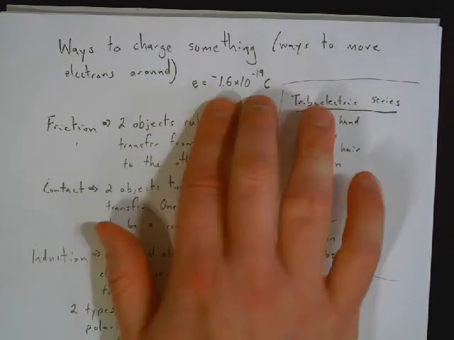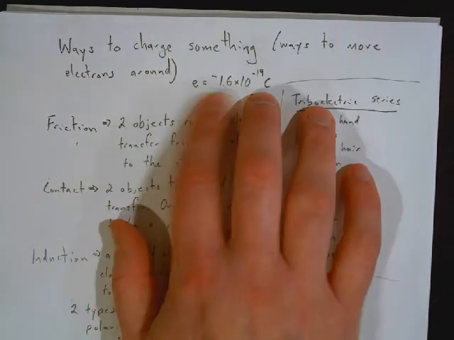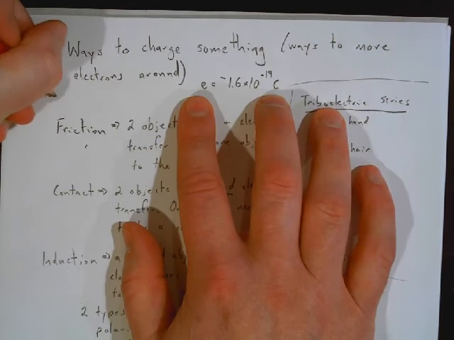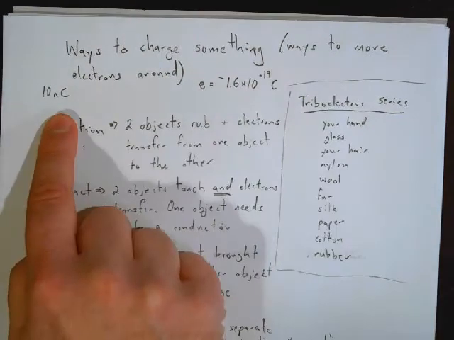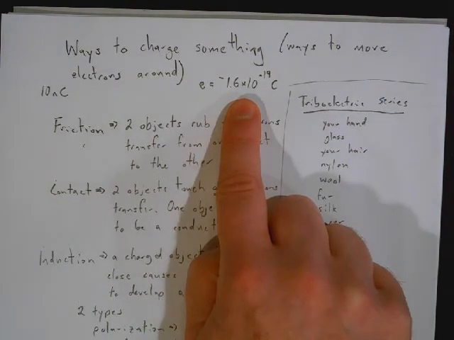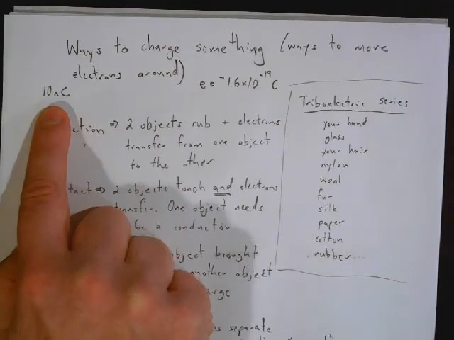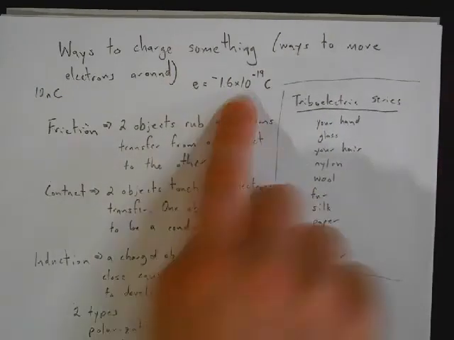Okay, so if you wanted to figure out how many electrons you moved around, well, if you have a 10 nanocoulomb charge, you would take 10 nanocoulombs and divide by this number and you can figure out how many electrons got moved around. Of course, you'd have to change to coulombs, so it would be 10 times 10 to the minus ninth divided by this number and you can figure that out.